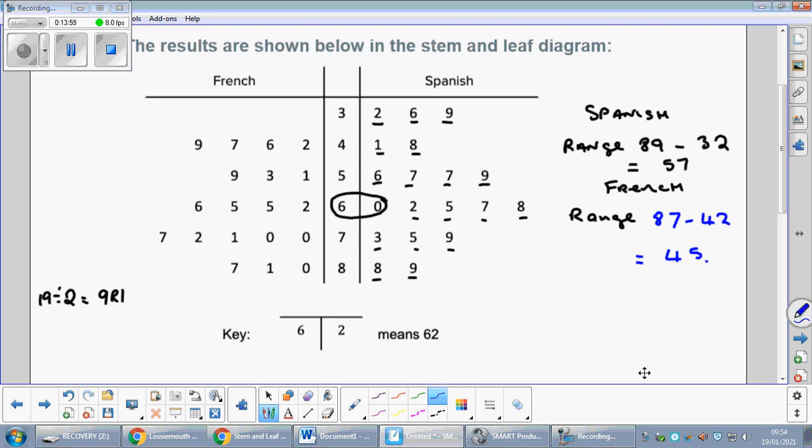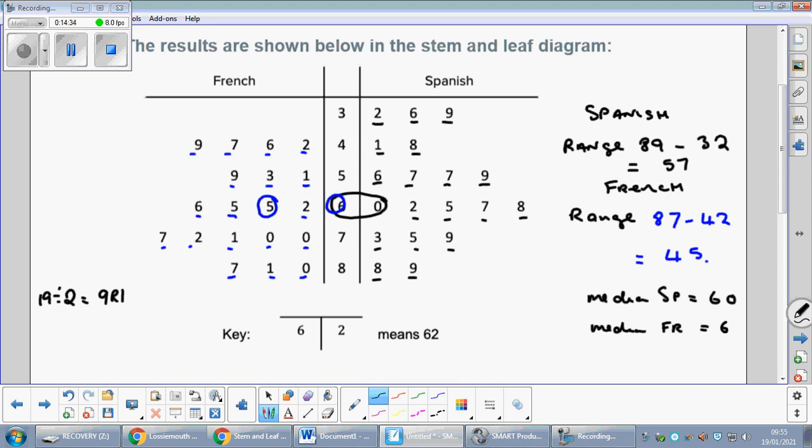And on the other side, when we go in 1, 2, 3, 4, 5, 6, 7, 8, 9, we're getting here, so it'll be 65, I think, and then 1, 2, 3, 4, 5, 6, 7, 8, 9, yeah. So the median for Spanish is equal to 60, and the median for French is equal to 65. What's all this telling us? What's the point in all this?